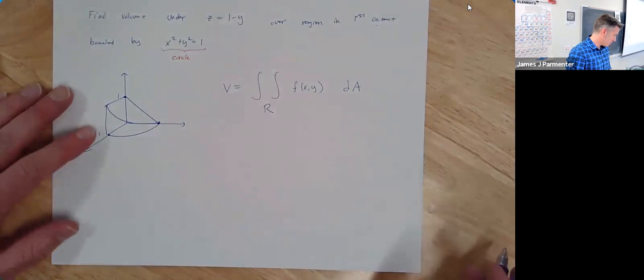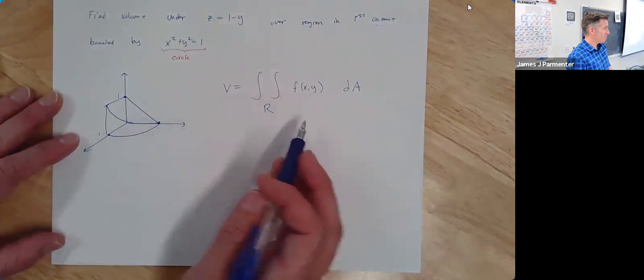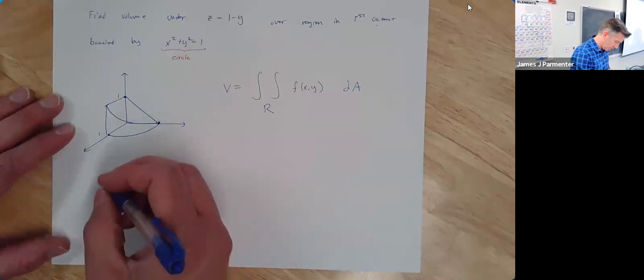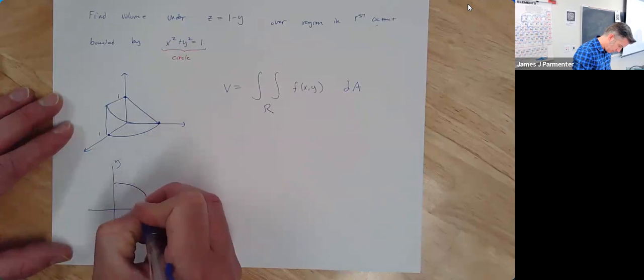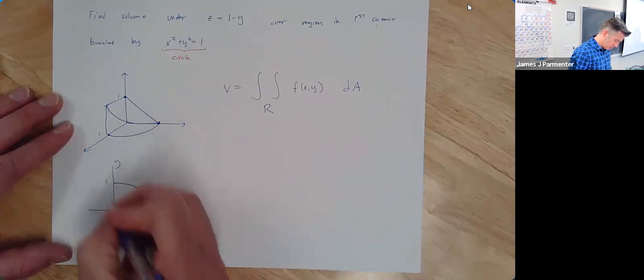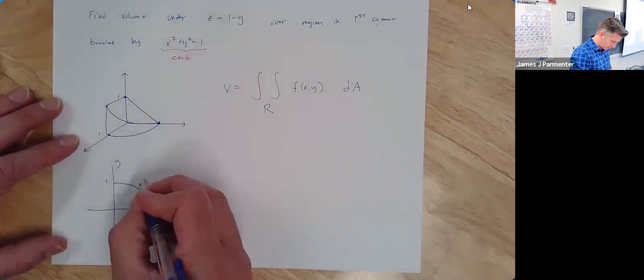Okay, so let's see here. To draw the region, I should just draw the region in the xy plane. Okay, here's my xy plane. Quarter of a circle, that's a 1, that's a 1. And the equation of the circle, well, I still know it's x squared plus y squared equal to 1.